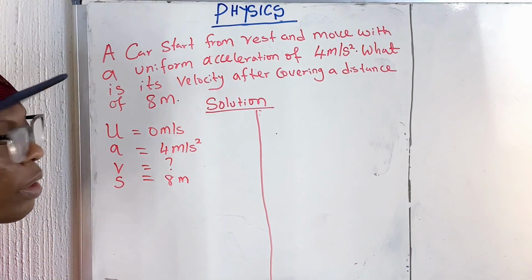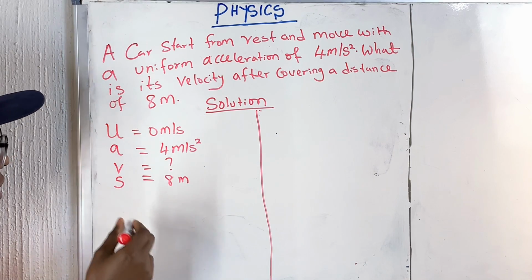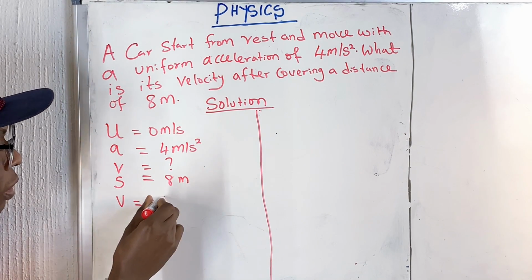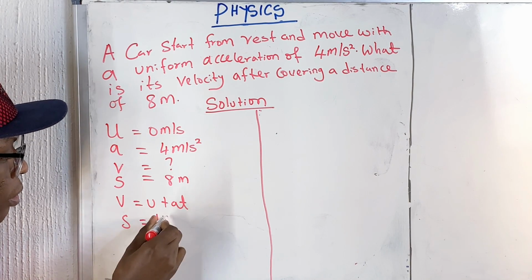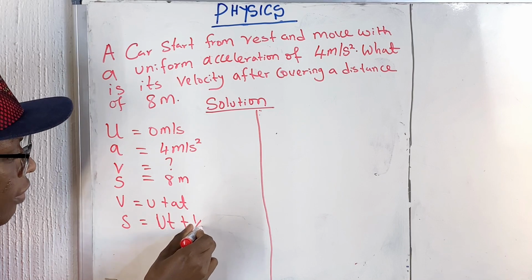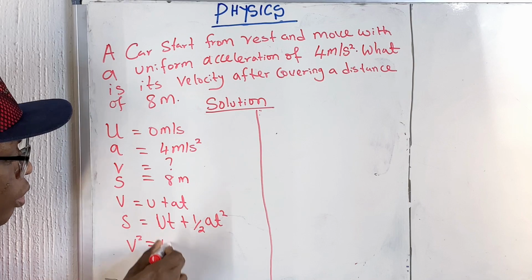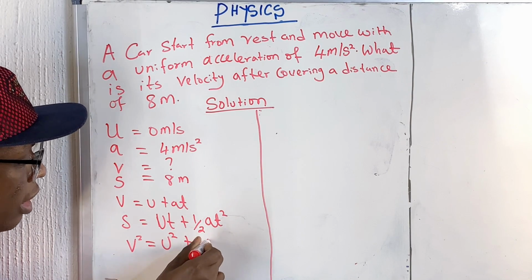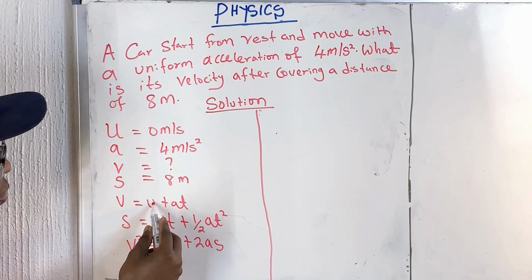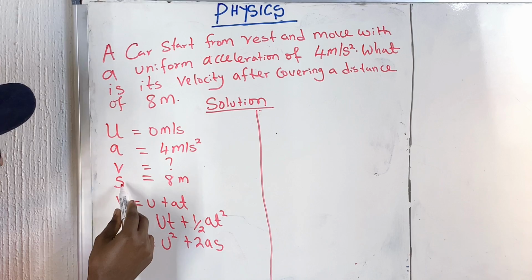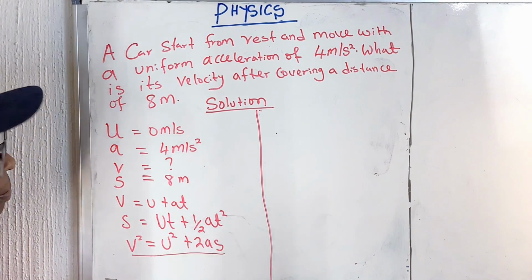Now, looking at all the equations of motion, which of them do you think would be easy to solve this question? Let me write down the equations of motion. We have v is equal to u plus at. We have s is equal to ut plus half at squared. And we have v squared is equal to u squared plus 2as. So now looking at this, we are looking for v, the final velocity. If we want to use the first one, v equals u plus at, we did not see any option to put s. So I think using this third equation will be the best way.